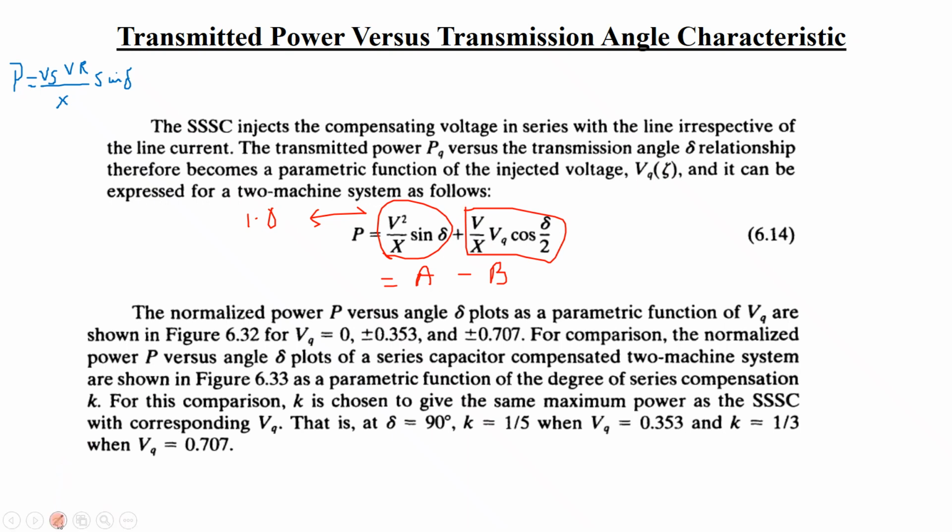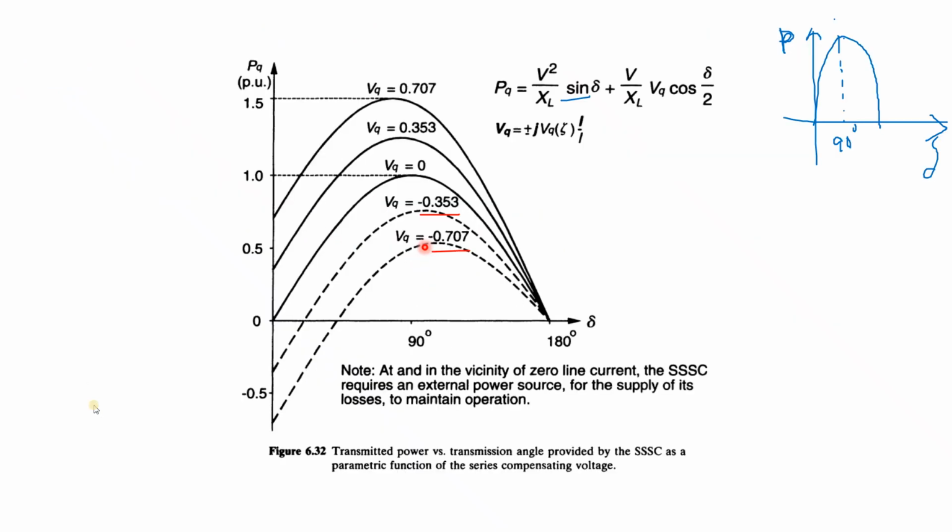When this term is not there, because when VQ is 0, the second term won't exist, because this is the additional term. From 1 per unit, if this is subtracting, it will be less than 1. If it is adding, then it will be more than 1. So when VQ is 0, the power you are getting is the rated power, so it is 1 per unit power.